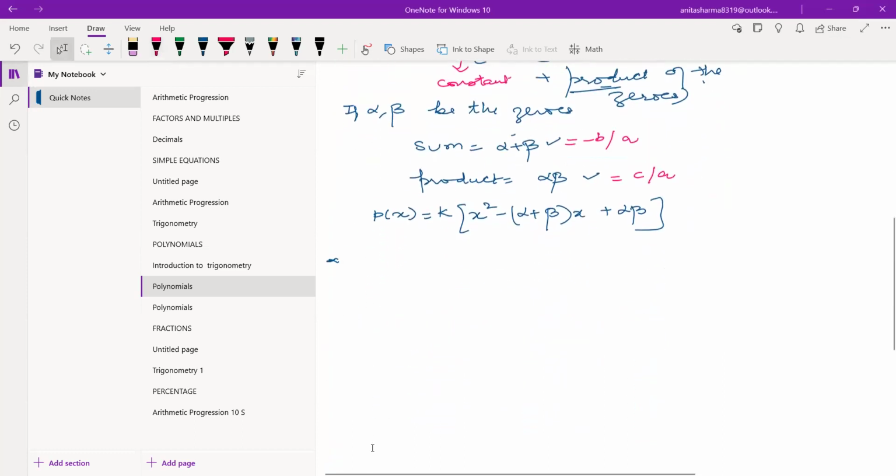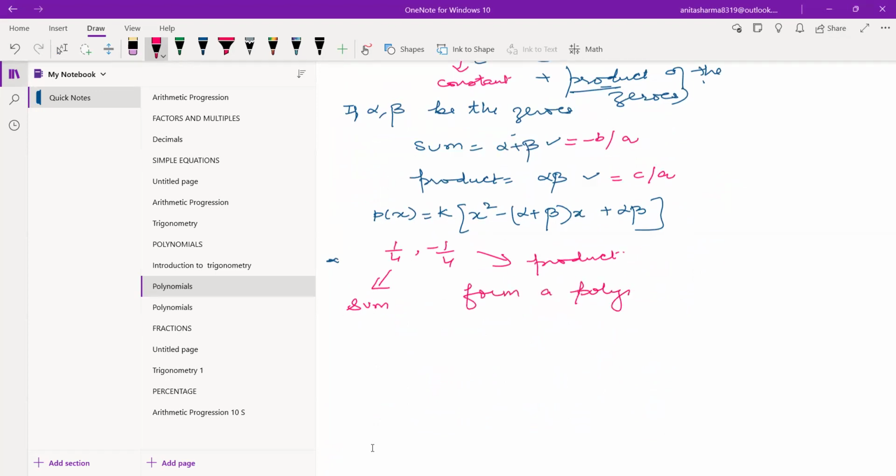If I am giving you an example of this type of question: suppose you are given 1 by 4, comma, minus 1 by 4, and this 1 by 4 represents the sum and this minus 1 by 4 represents the product. Then form a polynomial. So how will you form this polynomial, children? You will write the polynomial function of x as k times x square minus sum of the zeros into x plus product of the zeros.